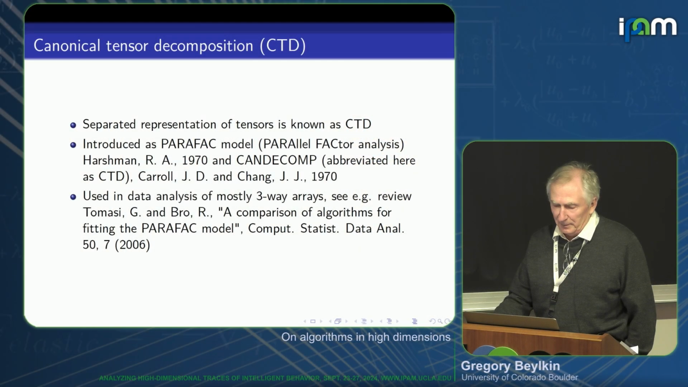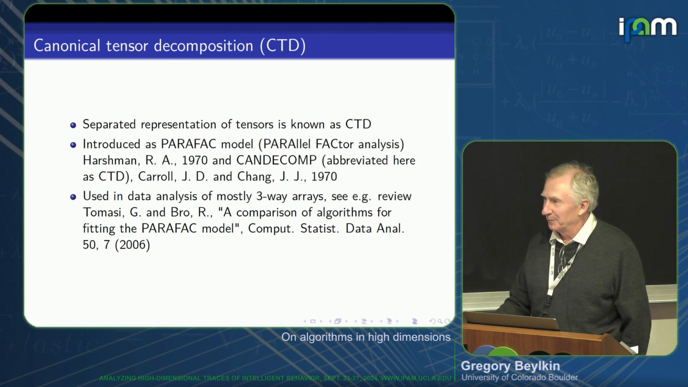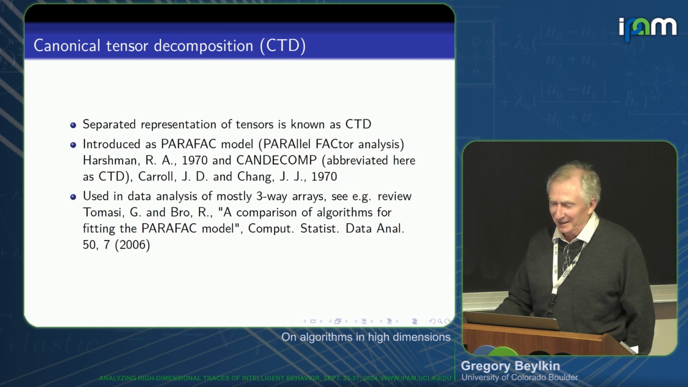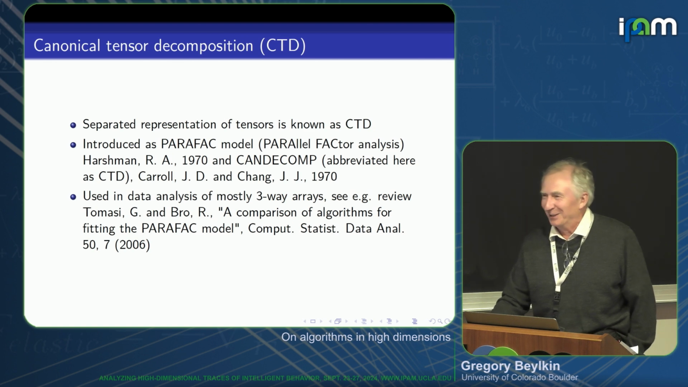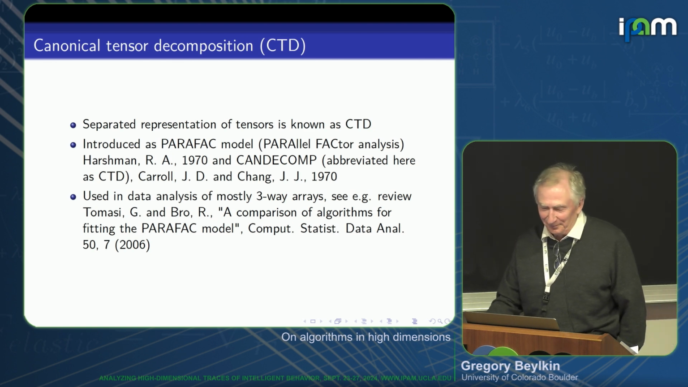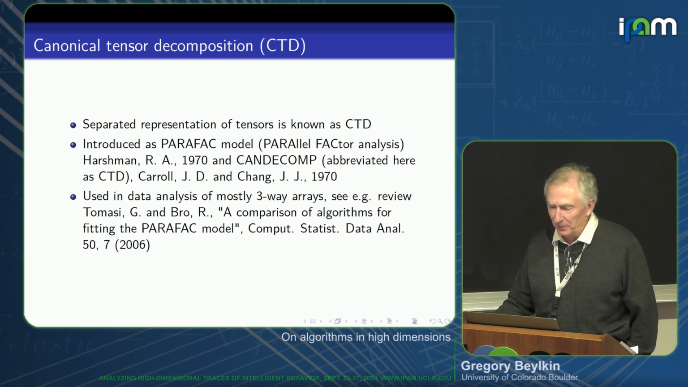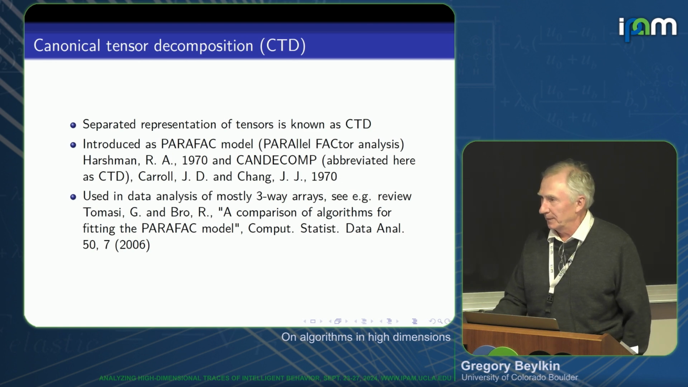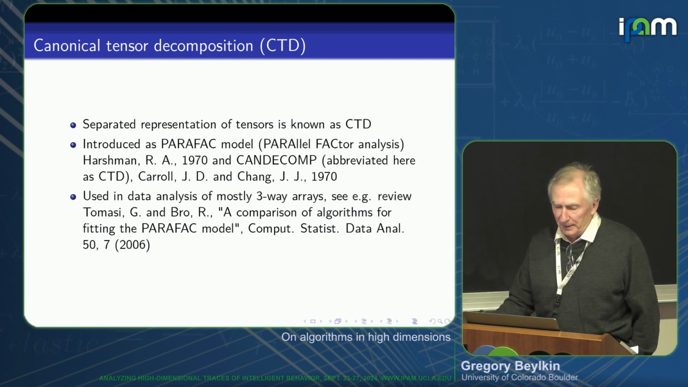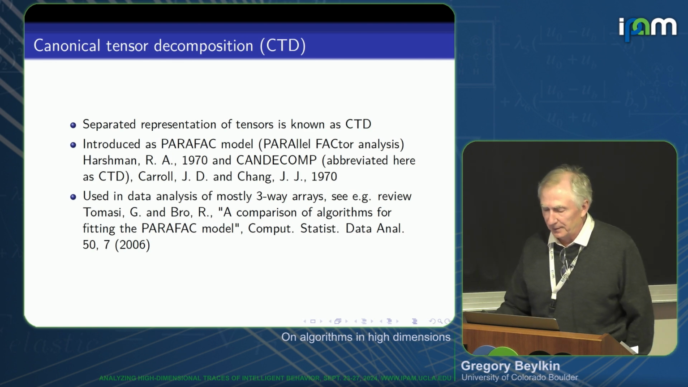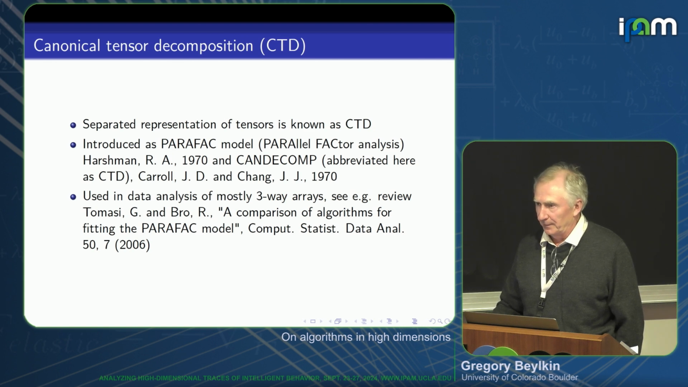All right. So I gave you the idea of how I'm looking at it. But now let's go a little bit to the history. The history started around 1970. There was PARAFAC and CANDECOMP. I cannot pronounce those things. So Harshman, Carroll, Chang. I call it canonical tensor decomposition. It was used extensively in data analysis of mostly three-way arrays.